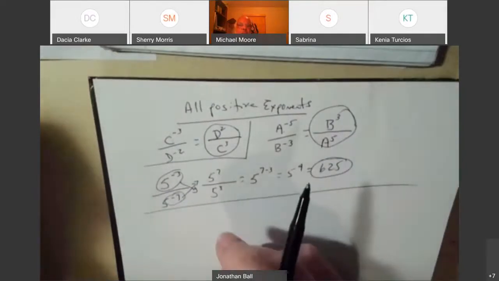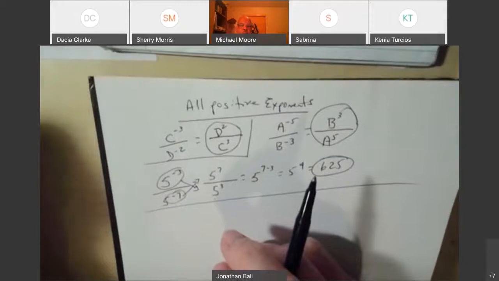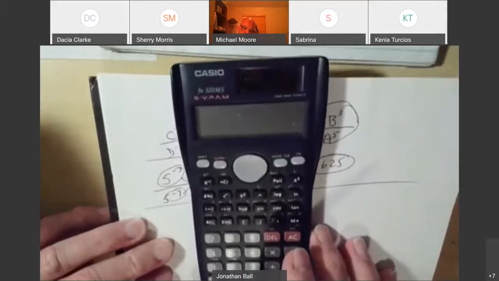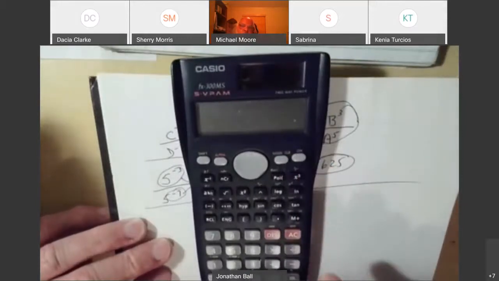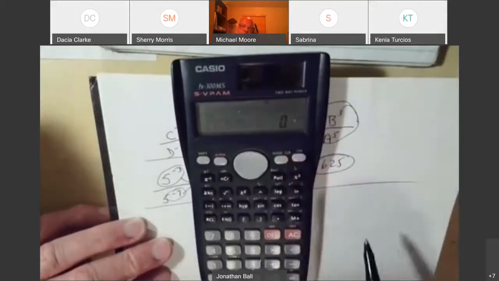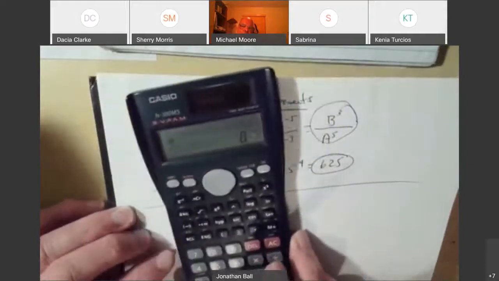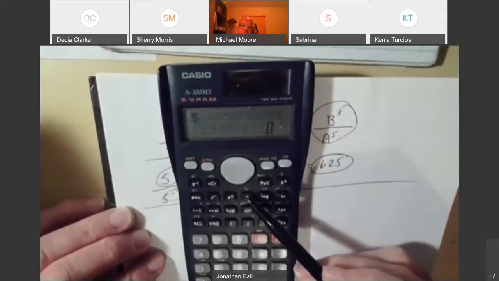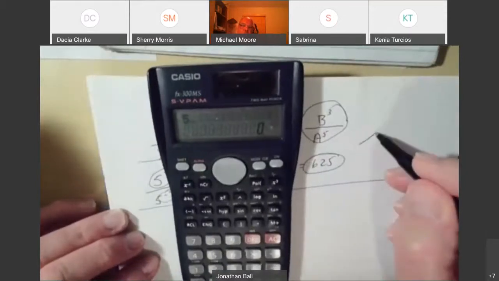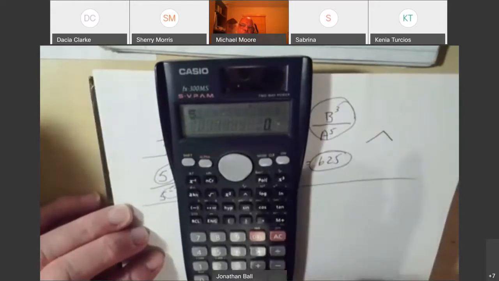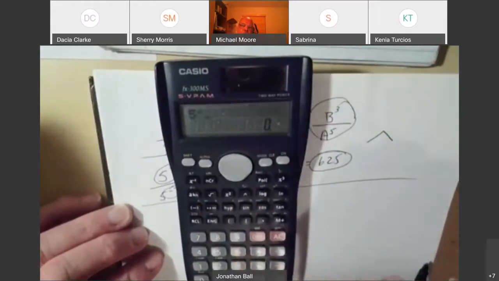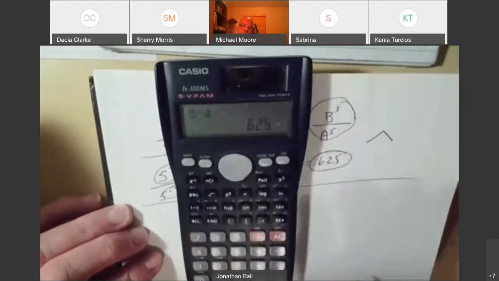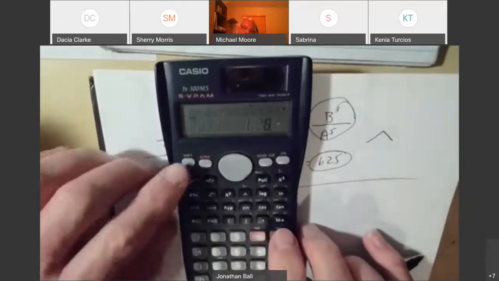But who knows? The calculator knows. Can y'all see this? First thing you turn it on. Okay, we want 5 raised to the 4th power. 5. You see this thing right here? Looks like a little hat. That means raised to the 4th power. 5 raised to the 4th power is, yep, 625.